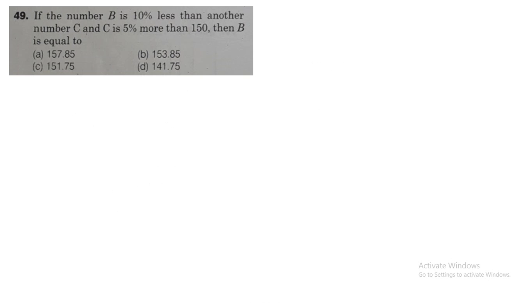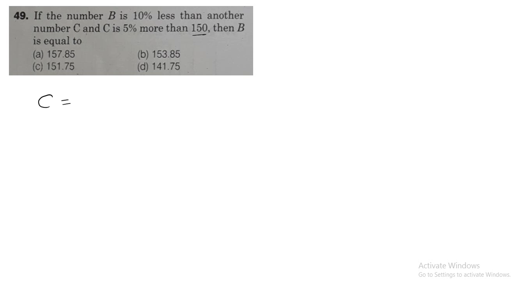If the number B is 10% less than another number C, and C is 5% more than 150, B is equal to... Okay, the question is: B is 10% less than C, C is 5% more than 150. Then what is the value of B? Now for this, C is 5% more than 150. That means how can I write C? C is equal to 5% more than 150.